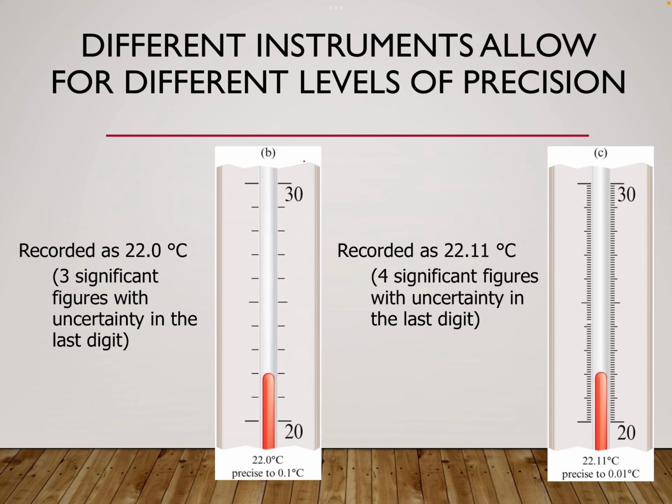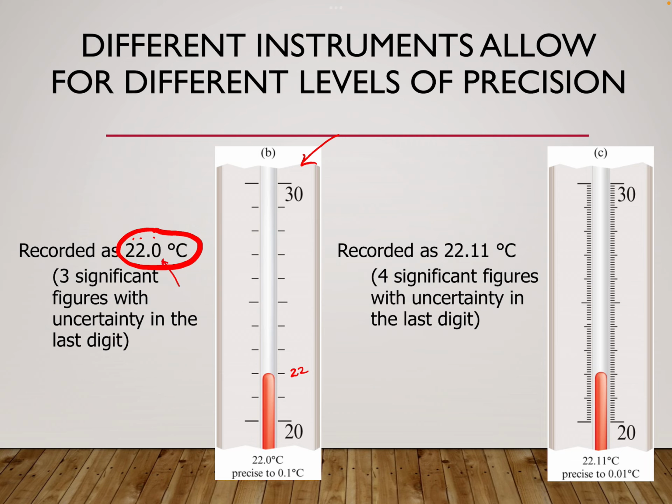For example, if we look at this thermometer, right, and we measured this, it looks like it's exactly on this 22 line. So again, since we can't write 22 as our answer, to say it's exactly on that line, we say 22.0 degrees Celsius, okay, to show that we think it's exactly on that 22. So it has 3 significant figures, 1, 2, 3, and this last one is uncertain.